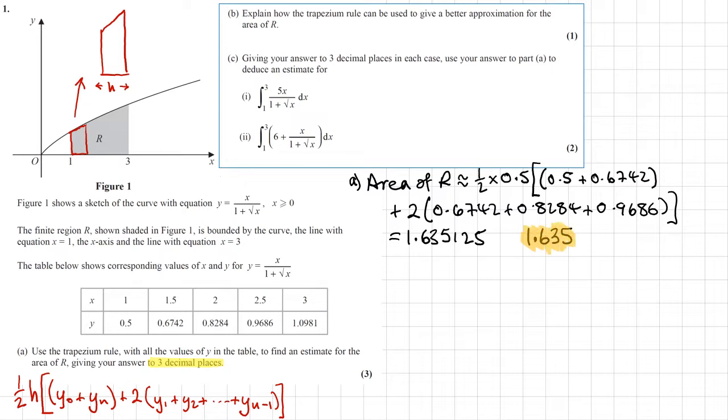Part B, explain how the trapezium rule can be used to give a better approximation for the area of R. Well, by dividing the area up into more trapeziums, in other words, decreasing their width. So we've got a bigger table, the jump between the x coordinates is less. That would give a better estimate. So I'll just write down: by increasing the number of strips.